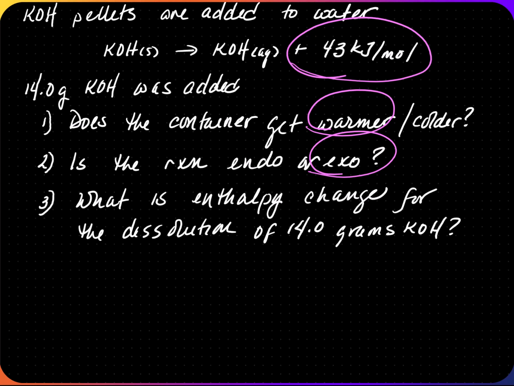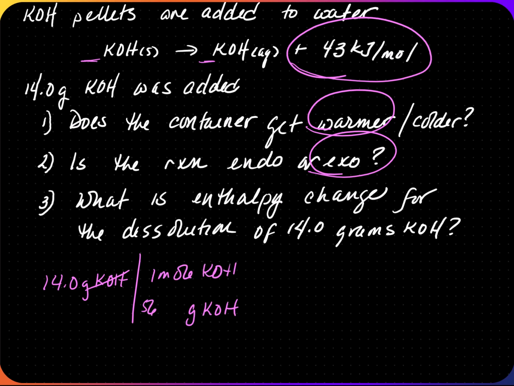They want the enthalpy change for 14 grams because here it is for 1 mole. So we're going to start with 14 grams of KOH. Diagonal units have to be the same, grams KOH. So 1 mole of KOH equals 56.105 grams of KOH. In this reaction, there's 1 mole of KOH, and that releases 43 kilojoules of energy.